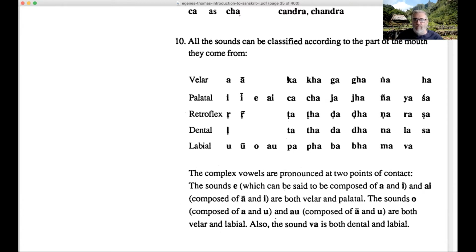This is called alpaprana, with less air. This is called mahaprana, with more air. The difference between these two columns is simply more air. Then we have another two columns, which are the soft or voiced consonants, using more vibration of the vocal cords. This column is the guttural, palatal, cerebral, dental, and labial voiced consonants, the unaspirated version, and this is the aspirated version with more air.